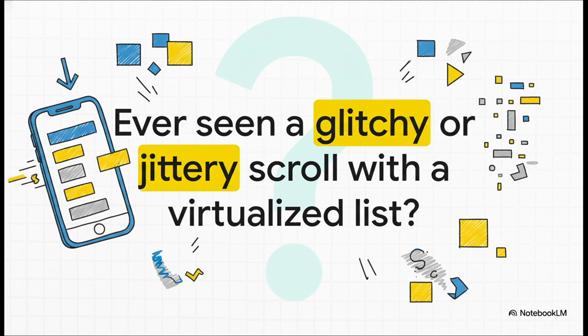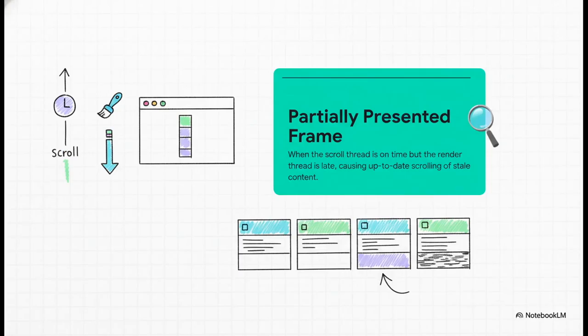You're scrolling fast through a list, and for a split second, you see a flash of blank space or content that looks out of place. It's super subtle, but it just feels wrong. That little visual glitch actually has a technical name, a partially presented frame. And what it really is, is a race condition happening right inside your browser. The part that handles scrolling is moving faster than the part that handles rendering your actual content.